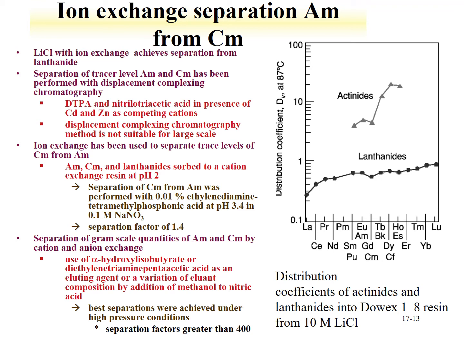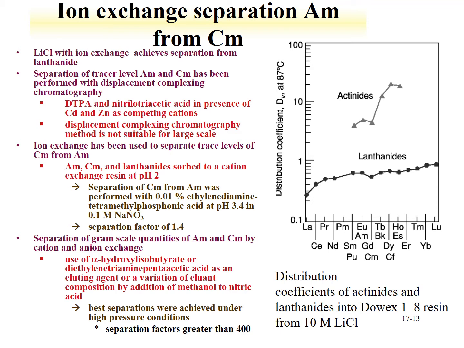Large-scale gram quantity separation of americium and curium has been performed using cation and anion exchange, and it's using ligands such as alpha-hydroxy isobutyrate, which we showed was used in the discovery of these elements to separate the lanthanides, and they also are useful in separating the actinides. DTPA can also be used as an organic ligand in this case, where the metal ions are sorbed to the resin and selectively removed with the acids.